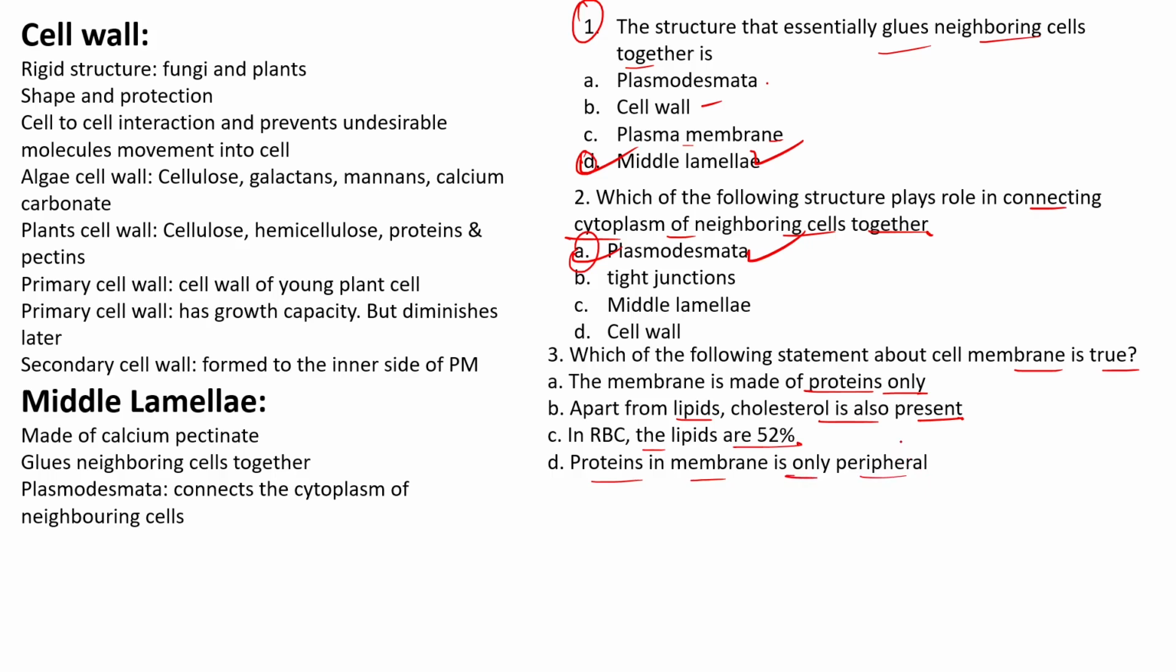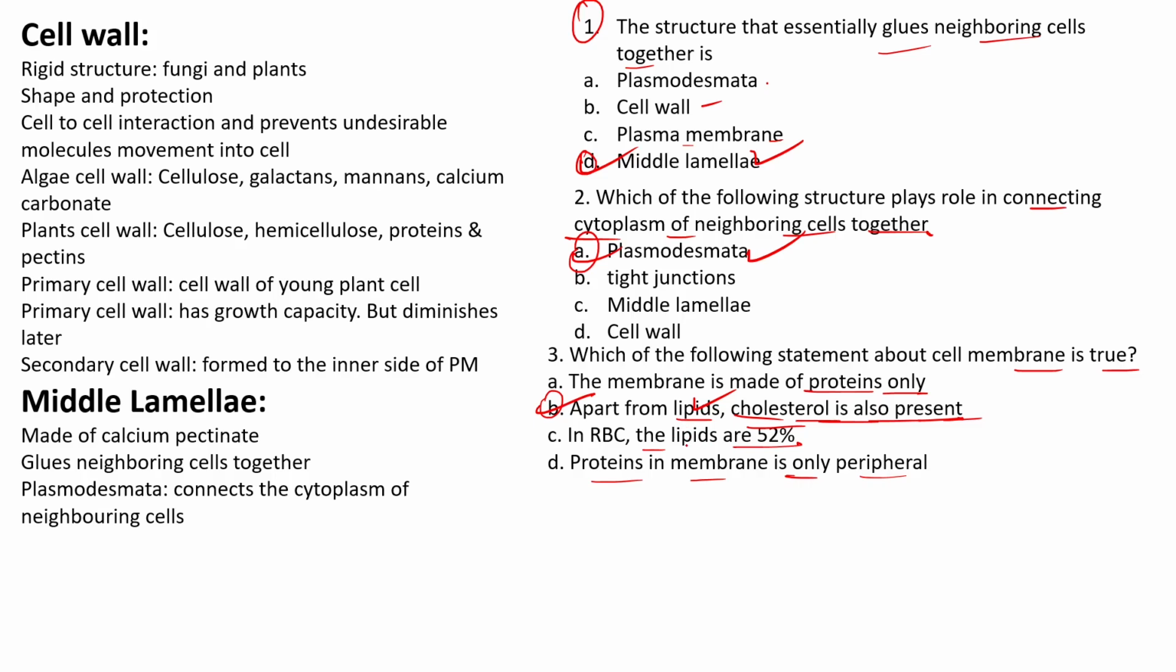Which of the following statements about the cell membrane is true? Apart from lipids, cholesterol is also present. Of course, proteins are also present, but when we consider the lipid category, apart from lipids, even cholesterol is also present. So cholesterol is the starting material for the synthesis of the lipids. Hence we can say that B is our right answer.